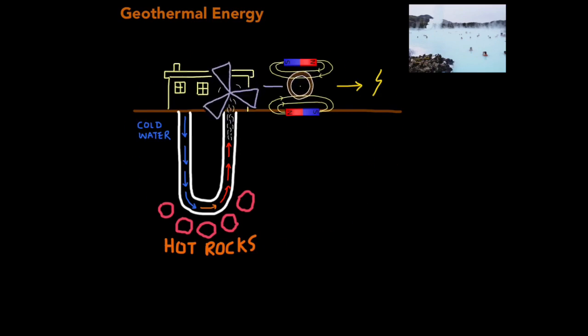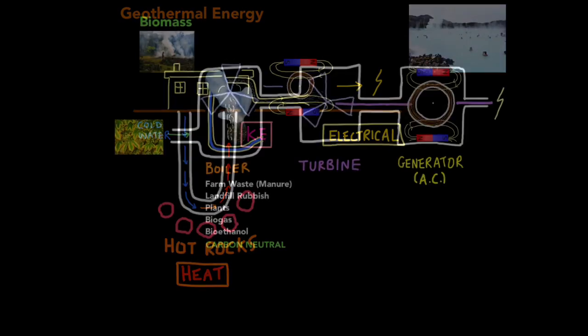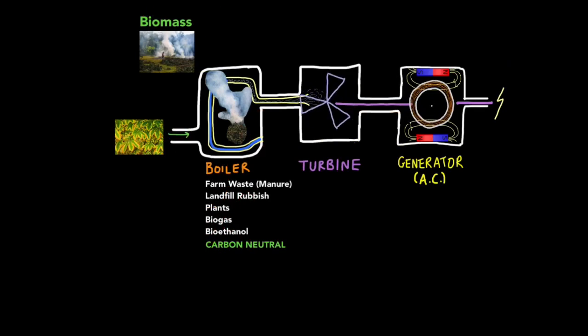So the energy changes here are: heat energy in the rocks is transferred to the water, as you can see here. The water turns to steam, which is transferred to kinetic energy in the turbine, which drives the generator to produce electrical energy. Last but not least is biomass.